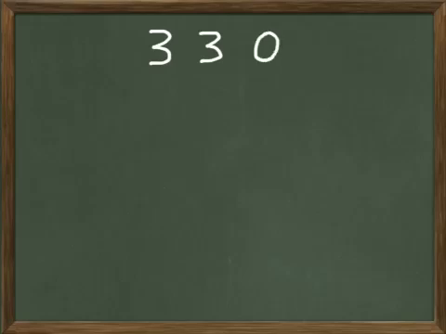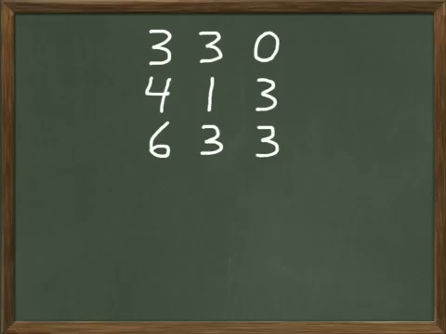How about 1 from 4? How many is 1 from 4? Well, we start with 4. We take away 1. Leaves us with how many? With 3. How about 3 from 6? 3 from 6 means we start with 6. We take away 3. That leaves us with how many? That leaves us with 3. Even Steven.